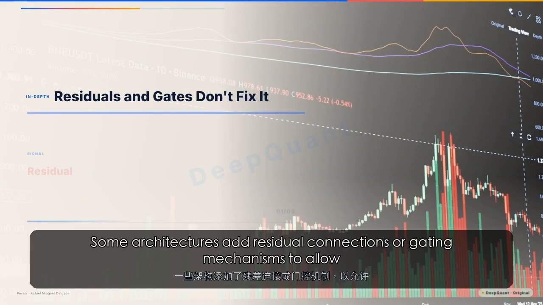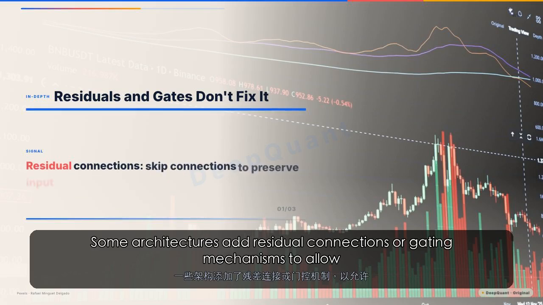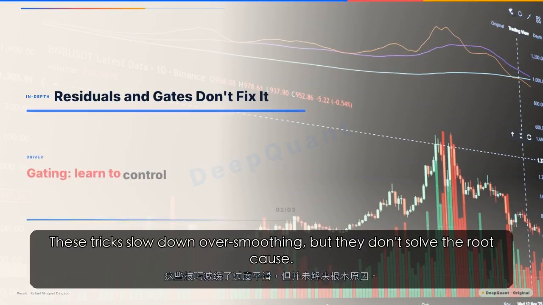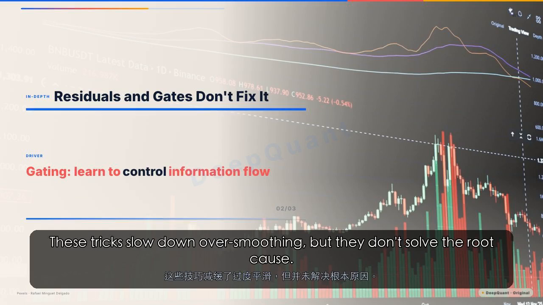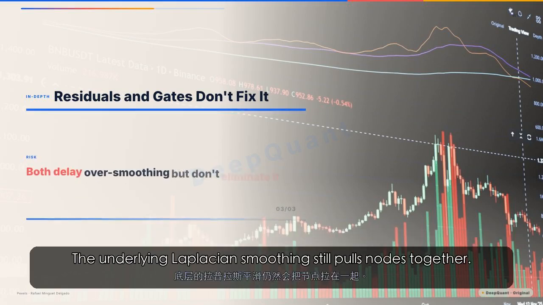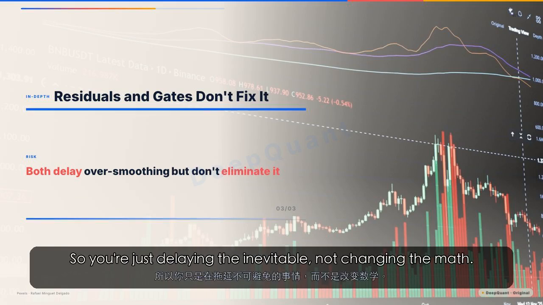Some architectures add residual connections or gating mechanisms to allow deeper networks. These tricks slow down oversmoothing, but they don't solve the root cause. The underlying Laplacian smoothing still pulls nodes together. So you're just delaying the inevitable, not changing the math.